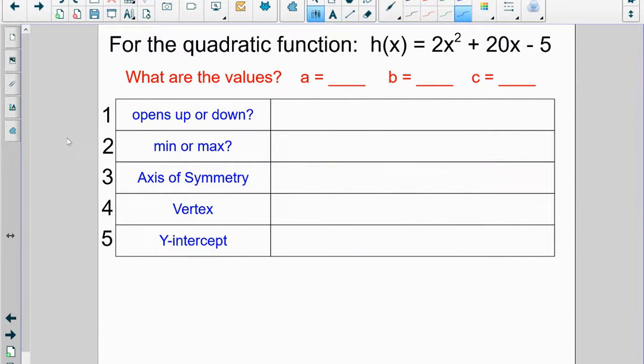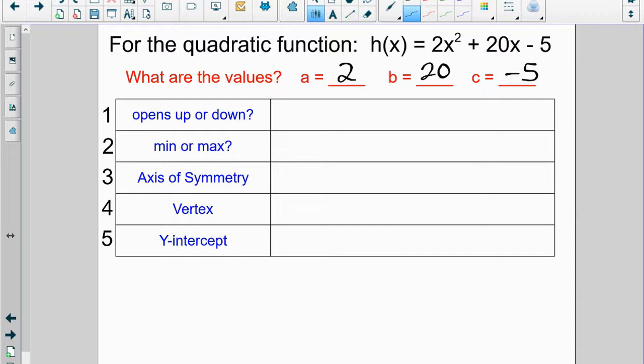All right, one more example, then we'll be done here. Try to find the values of A, B, and C on your own. All right, I hope you notice that because it's 2x squared, A is 2. Because it's positive 20x, B is 20. And because it ends with minus 5, C is negative 5.